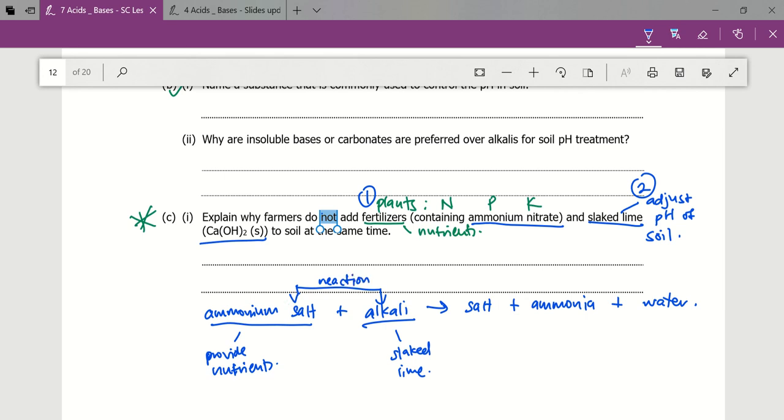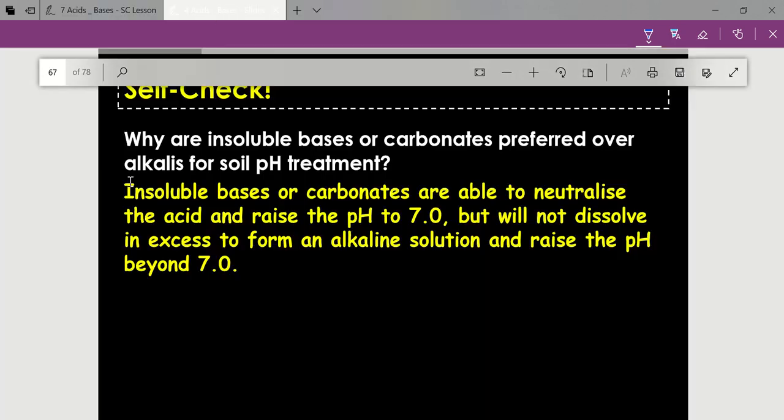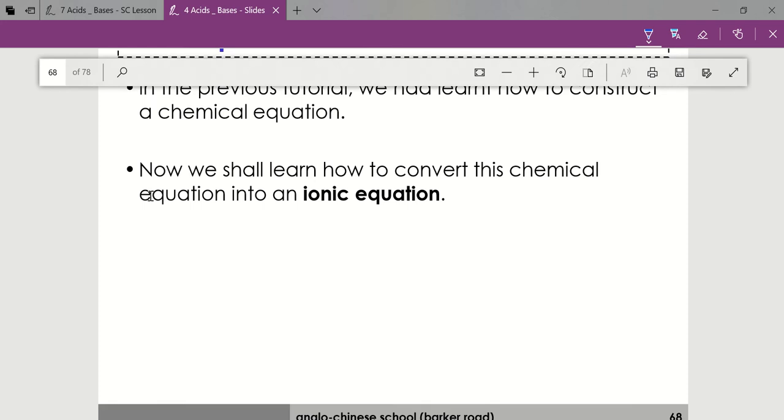So if you were to add these two substances at the same time, they would cancel out each other's purposes, hence causing the reaction to produce salt plus ammonia gas plus water. So you're wasting the fertilizer, you're also wasting the slaked lime. Okay, so please take note that this is a very common question that's asked in O levels.